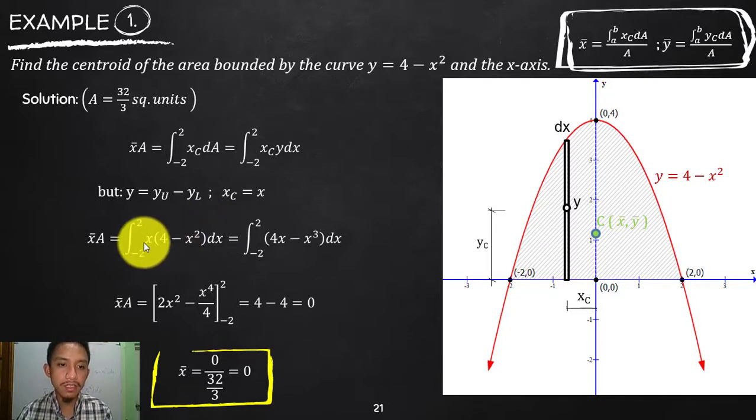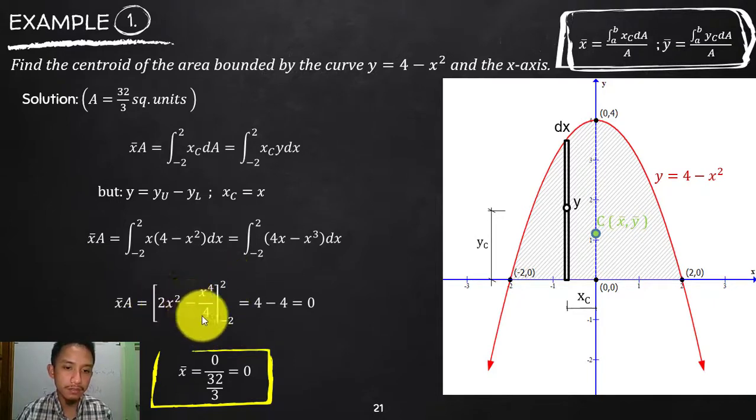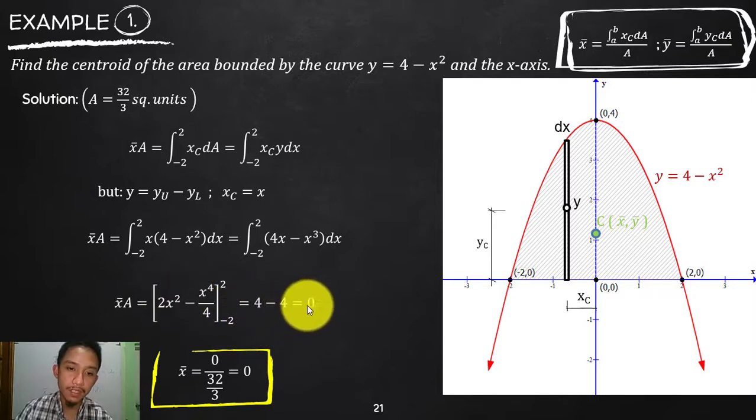Now it is purely an equation of x. You cannot take this as a product rule since we do not have a product rule in integration. So what I will do is simplify by multiplying inside. That is 4x minus x cubed. Integrate by power rule: this will be 2x squared minus x to the fourth over 4. Apply your limit. The upper limit is positive 4, minus the lower limit, which is negative 4. So eventually that is 4 minus 4, which is 0.